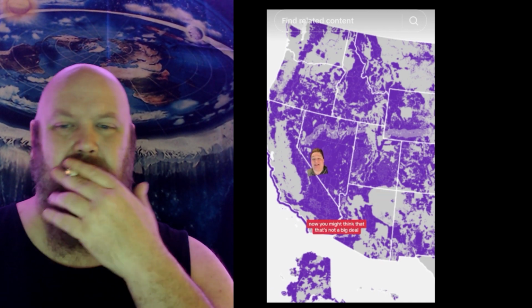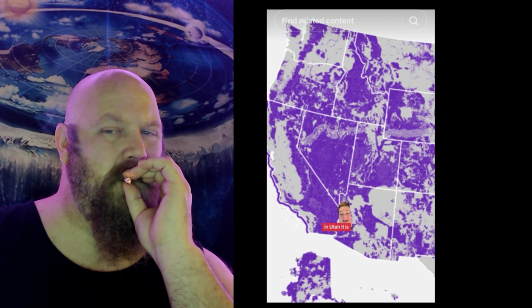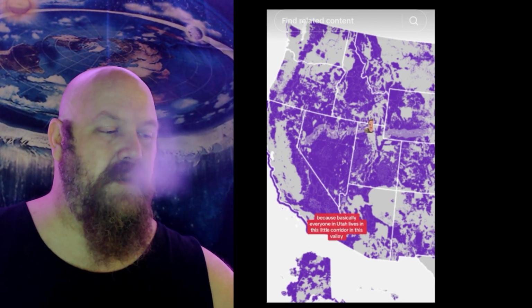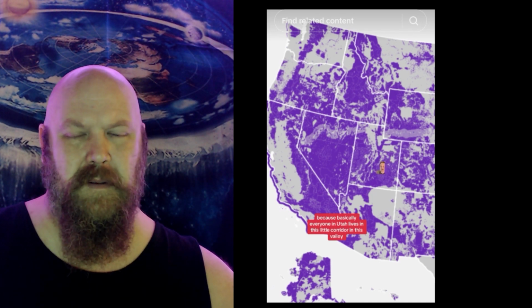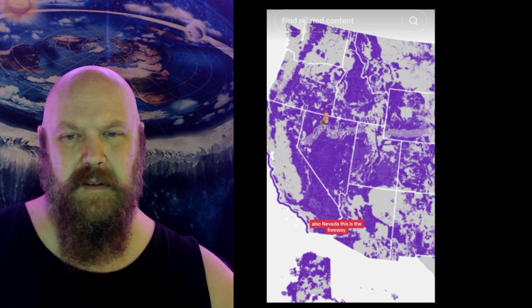Now, you might think that that's not a big deal, but in places like Nevada and Utah, it is, because basically everyone in Utah lives in this little corridor in this valley. Also, Nevada, this is the freeway. And that's the only place that you get to live in Nevada.